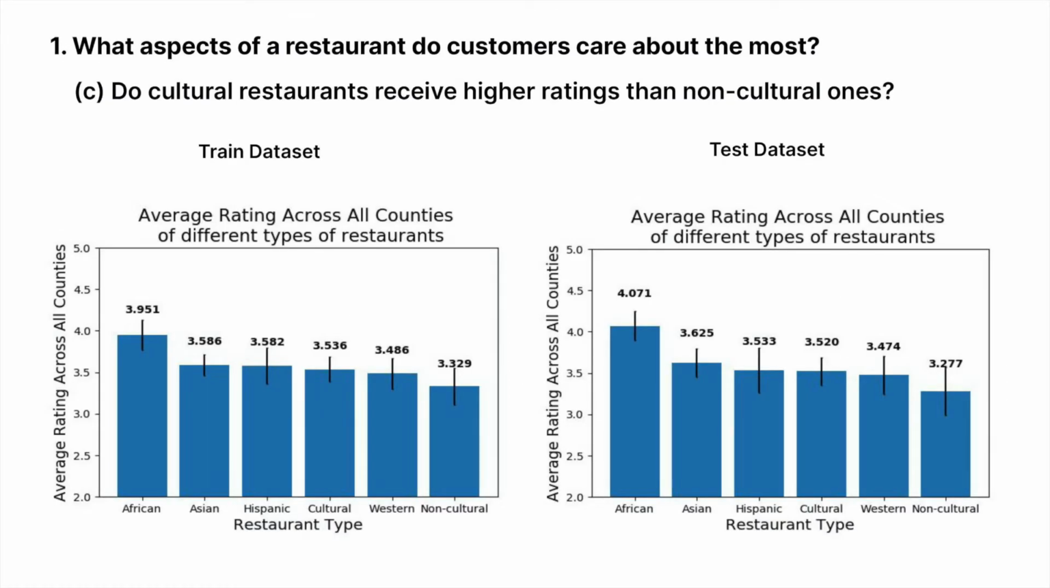And here are the graphs showing the average rating across all counties of different cultural restaurant groups versus the non-cultural restaurants from the train and the test dataset. And we can see that in both graphs, the non-cultural restaurants have the lowest average ratings.